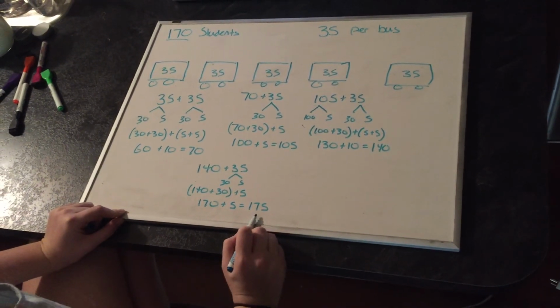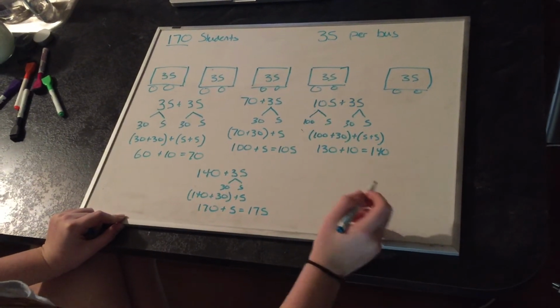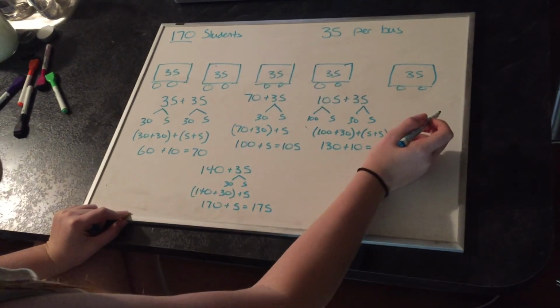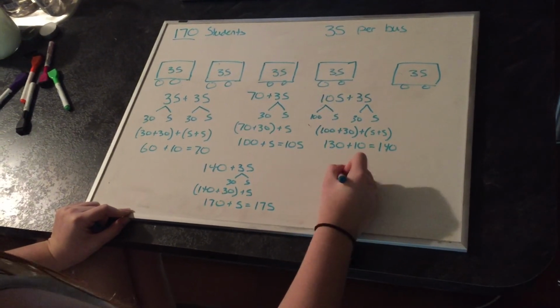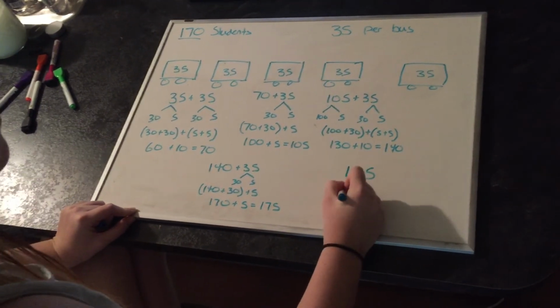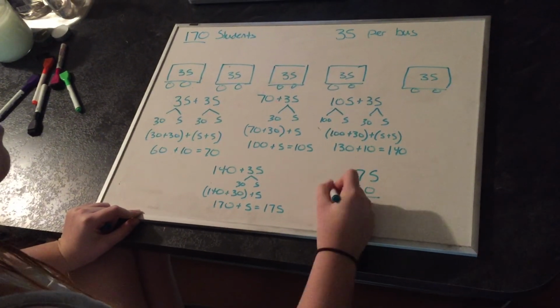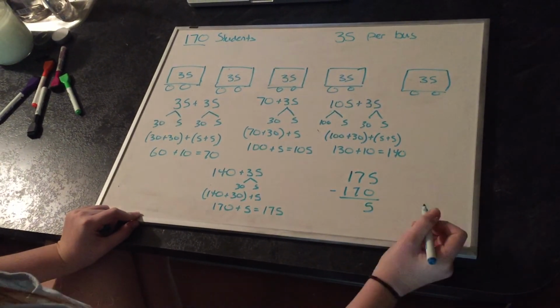So now since 175 is greater than 170, we know that all 170 students can fit into 5 buses. And if I subtract my 170 from my 175, I see that we have 5 seats left over as well.